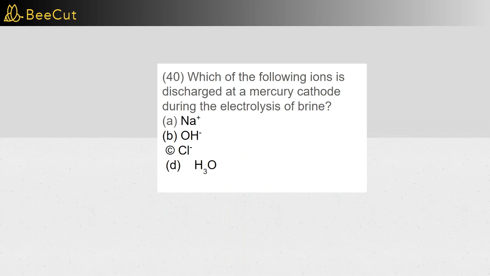Number 40. Which of the following ions is discharged at the mercury cathode during electrolysis of brine? It is A, sodium ion.